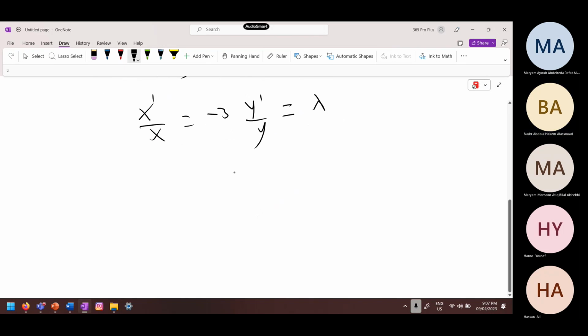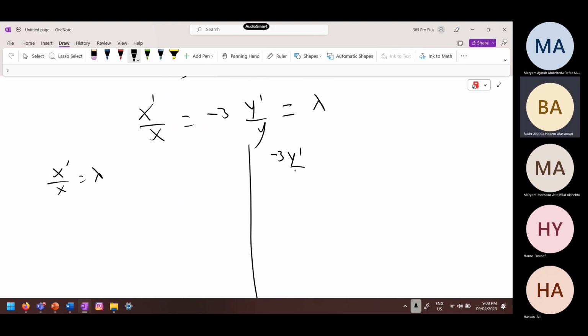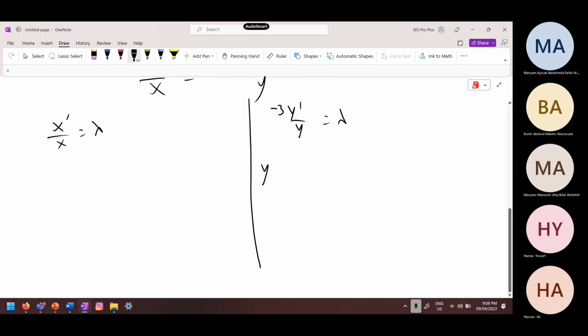When you reach this part, you need to divide your paper into two. The first part will have the first variable, X prime over X equals lambda, and negative 3 Y prime over Y equals lambda. Now you use cross multiplication. You want the primes on one side, making them one equation. So you will get X prime is equal to lambda X.